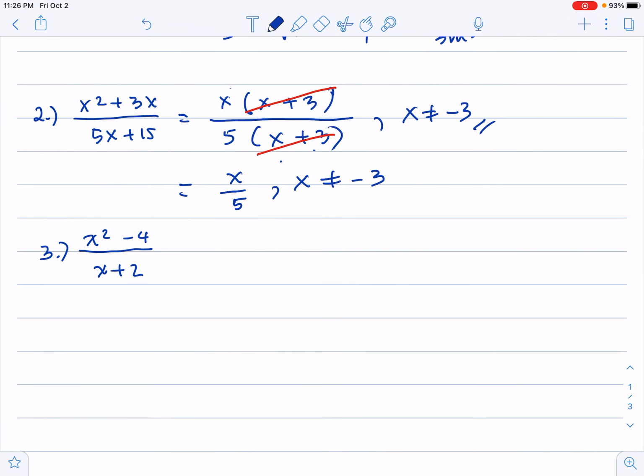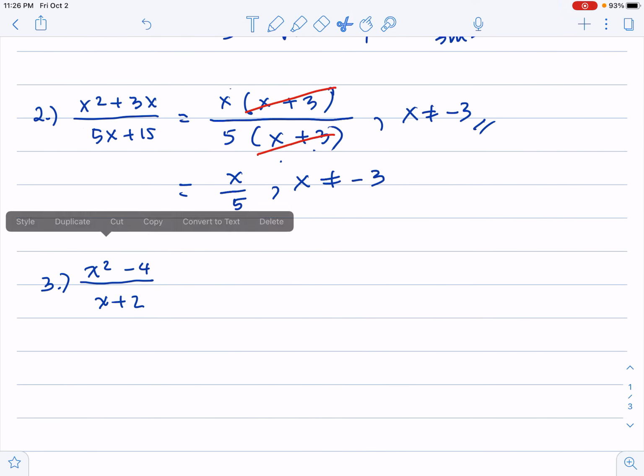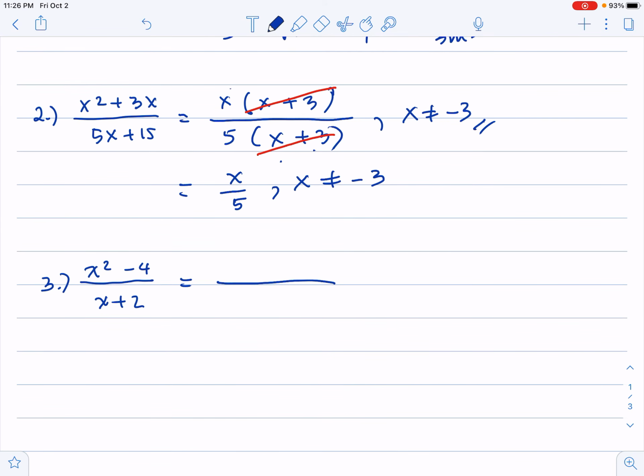Okay, so for number 4, we have x squared minus 4 divided by x plus 2. So this is difference of two squares. Now again, napag-aralan na natin ito sa factoring. X plus 2 times x minus 2 divided by x plus 2. So naalala niyo yung factoring difference of two squares. Pag meron kang a squared minus b squared, you can factor that out as a plus b times a minus b. So ito yan, a plus b, a minus b.